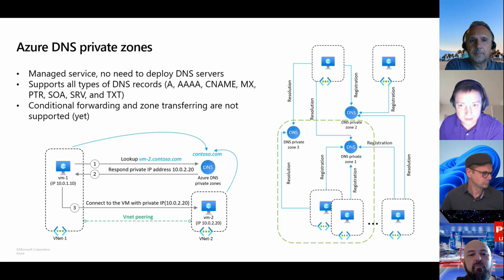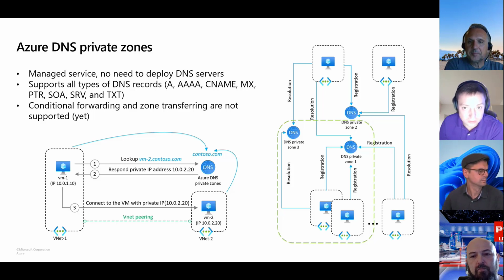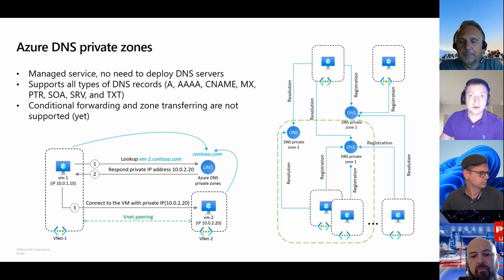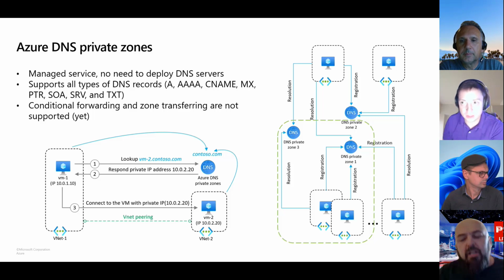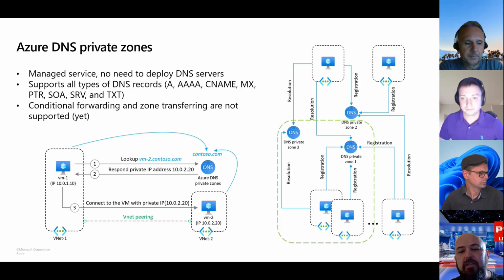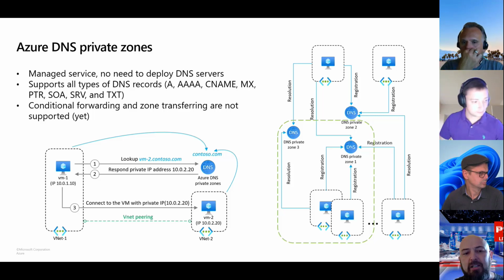This diagram explains it quite well. For instance, this virtual network creates all the entries within these private zones. But if a virtual machine would like to resolve an IP address from, for instance, this virtual network, it can also go to this private zone and get resolution services from this private zone, from another domain.